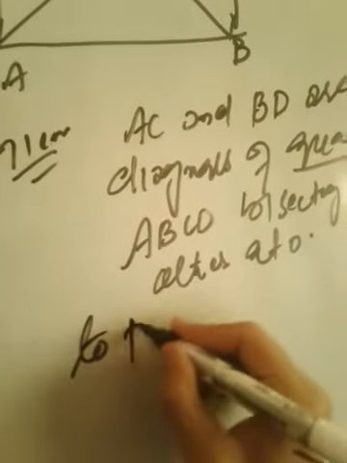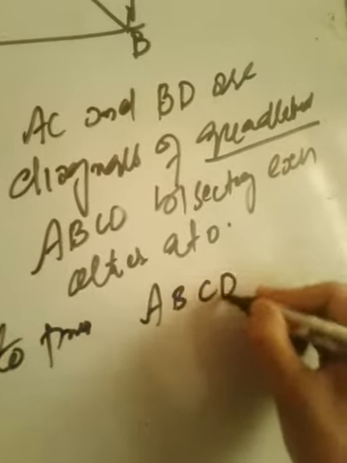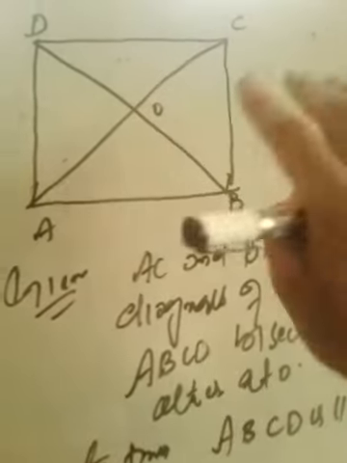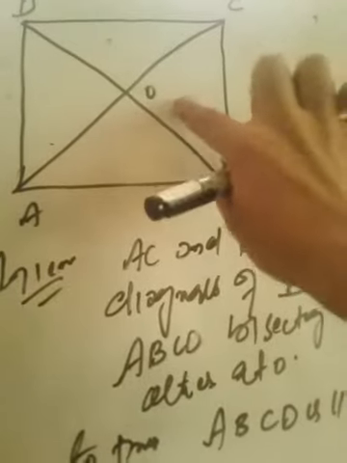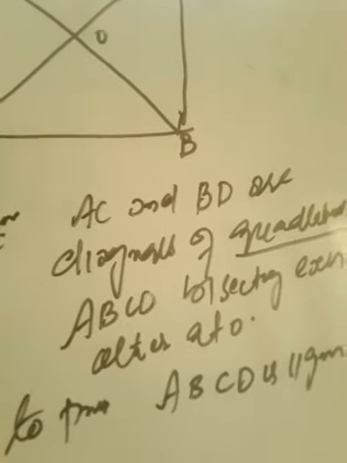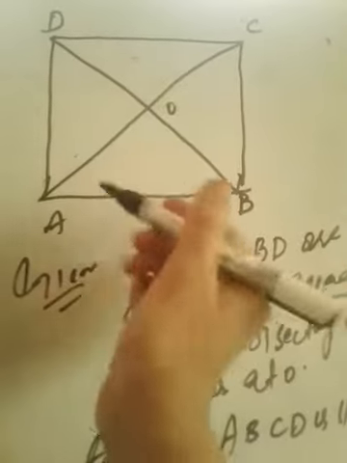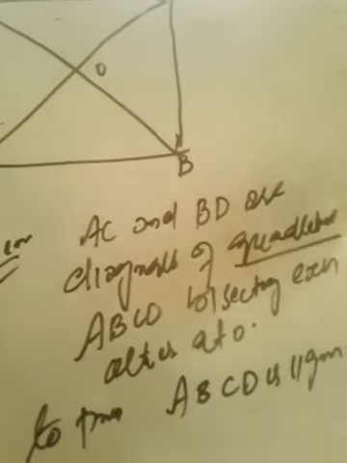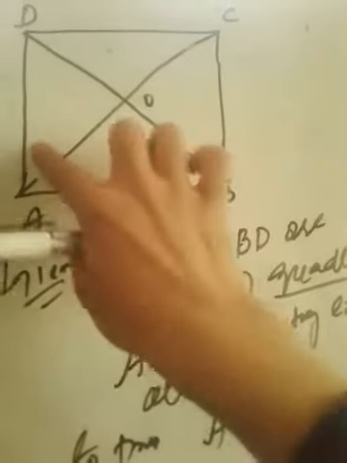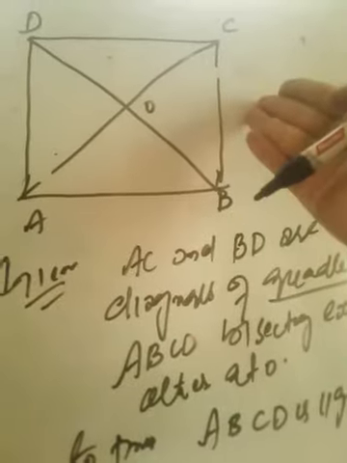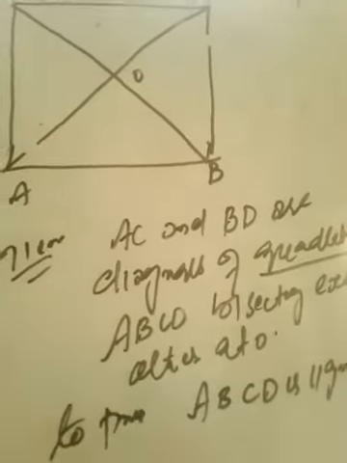So to prove ABCD is a parallelogram, have a look. If we are able to prove that triangle OCB is congruent to triangle OAD, then we will write that this angle equals this angle, alternate interior angles. If alternate interior angles are equal, the lines are parallel.